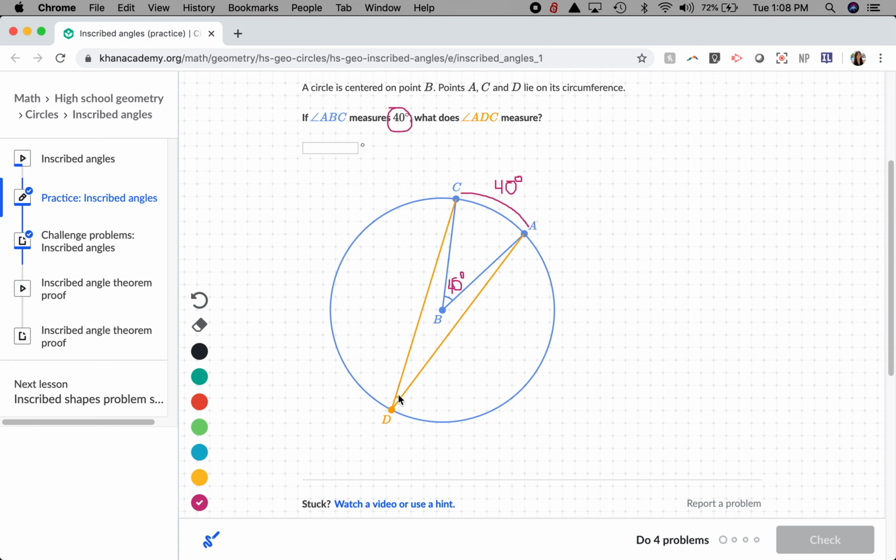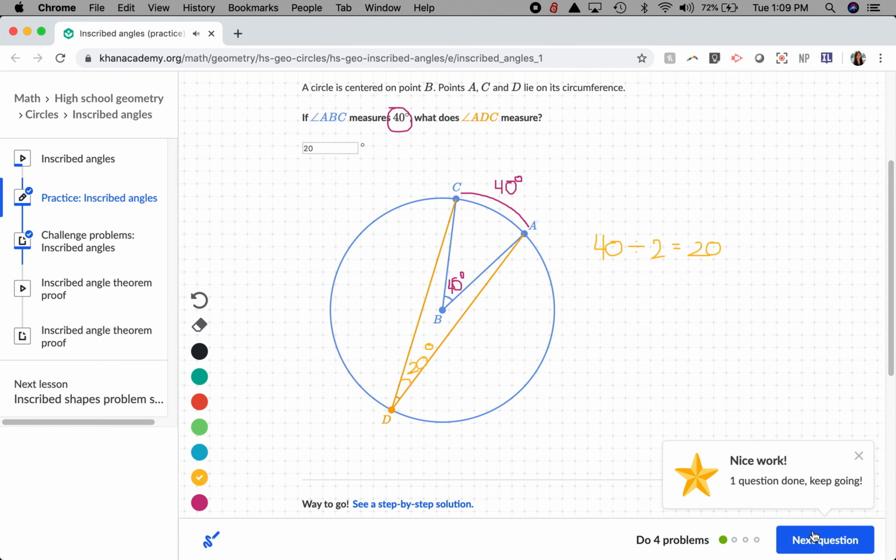And since the yellow angle touches the 40-degree arc also, I'm going to take half of that to get this angle measure, which is 40 divided by 2, which is 20 degrees. This angle is 20 degrees right here, and that is angle ADC. Let's try something else.